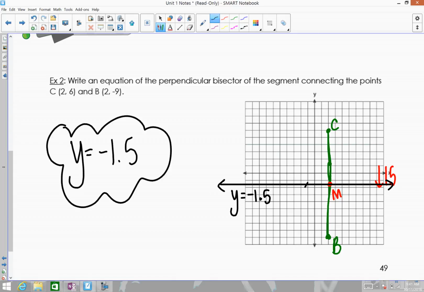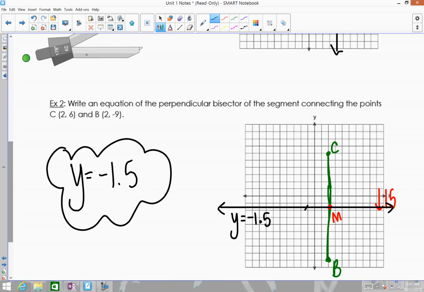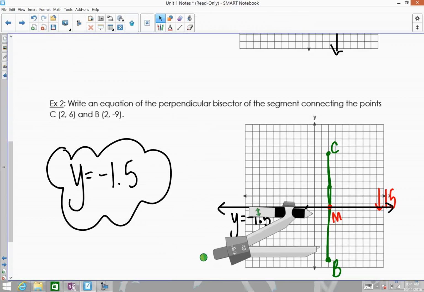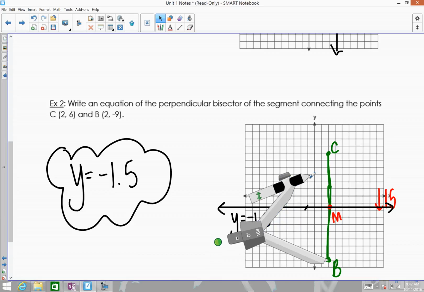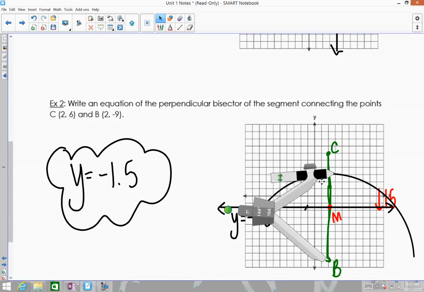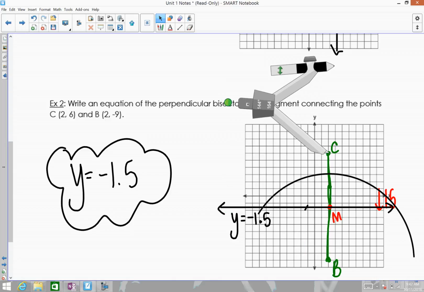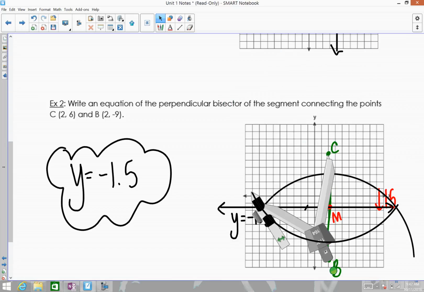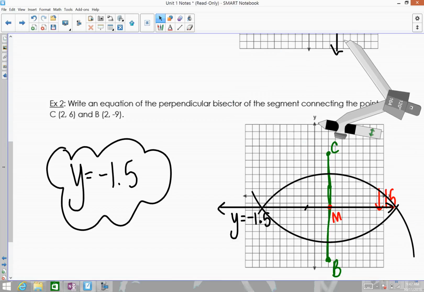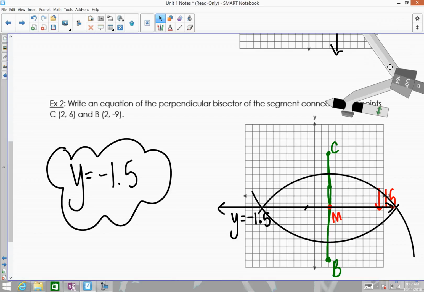Now keep in mind, if I take my compass, you'll see that you'll end up with the same thing. So go more than halfway, draw your arcs, and then go over to the other side. You have to be right on that intersection. Draw your arcs, and you can see that the line that I came up with is the same thing as doing the construction, and it should be. So the answer for this one is just y equals negative 1.5.